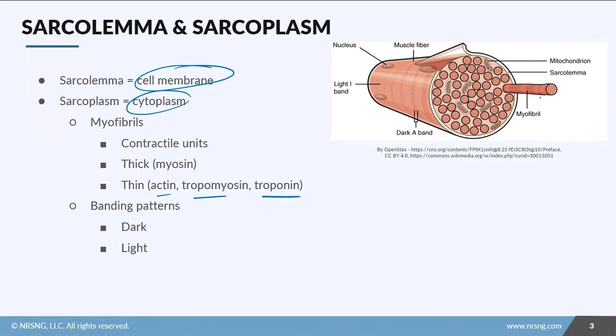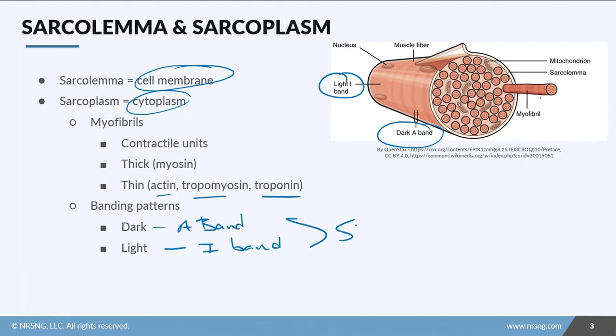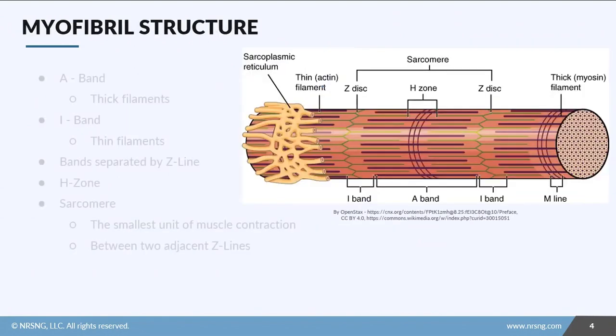And you start to see these banding patterns. You can see in this image the different banding patterns, and we'll go over those in a minute. The dark band is known as the A band, and the light band is known as the I band. So dark is the A band, and light is the I band. And this is what causes the striation or banding appearance in skeletal muscle.